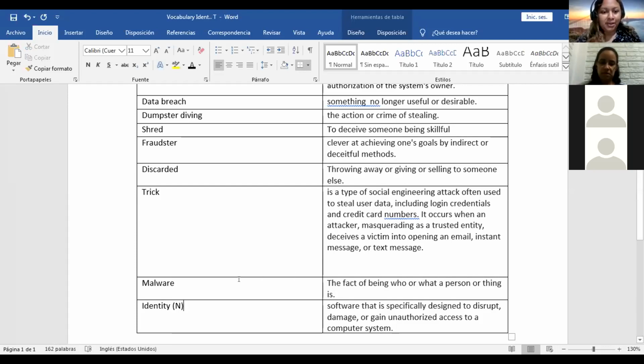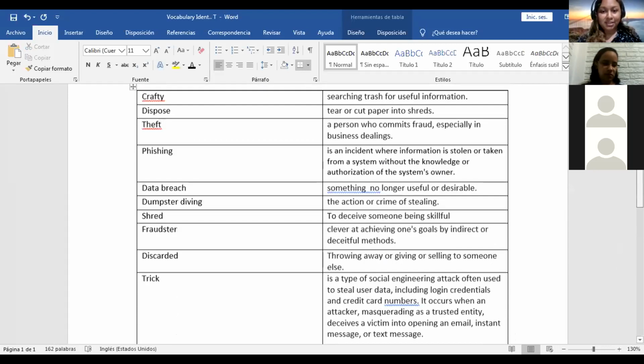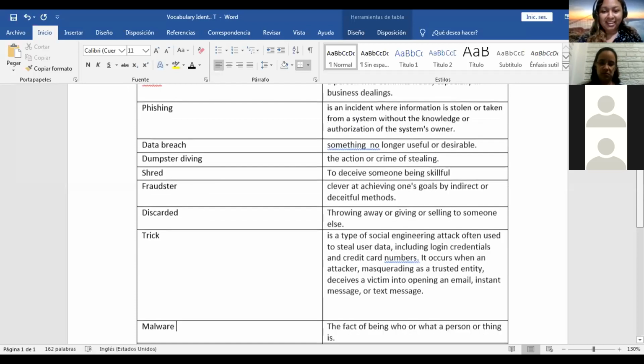Okay, good. Now, the word malware. What's malware? What is it? It's related to software. Virus on our computer. Okay, so what's the definition? Can you read it for me?